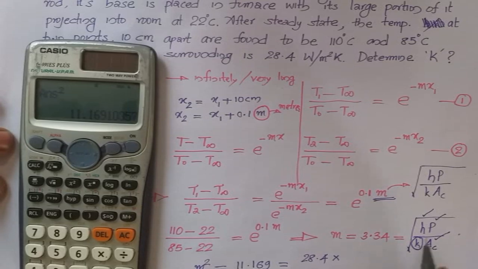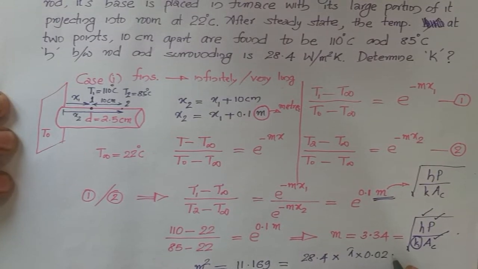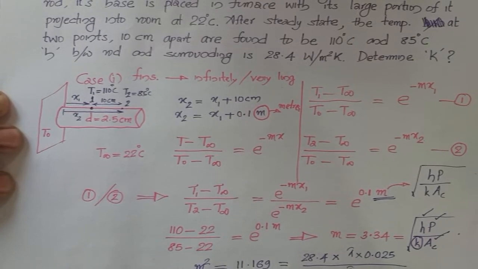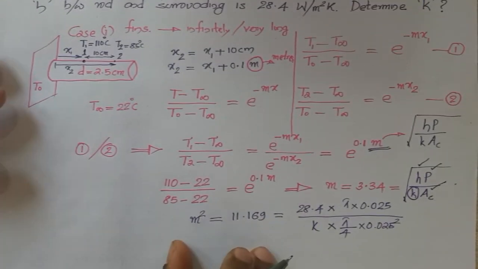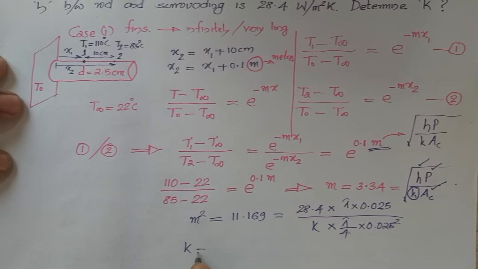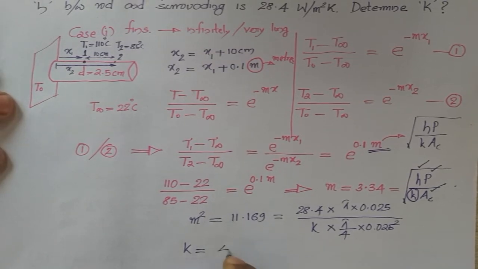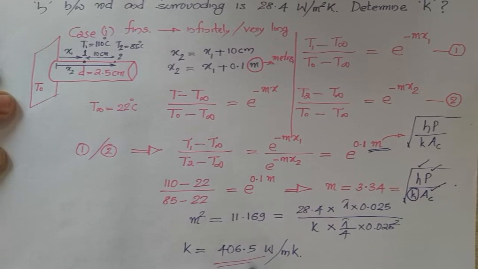I am substituting like this, and perimeter for the circular fin, perimeter is pi into diameter, diameter is 2.5 centimeter or 0.025 meter, divided by k. I have to find k into cross section area, pi by 4 d square for circular cross section. So it is pi by 4 into 0.025 square. If you are solving this one, then you will be obtaining the final k value, k equal to 46406.5 watts per meter Kelvin will be the answer. So this is the final answer for this problem.